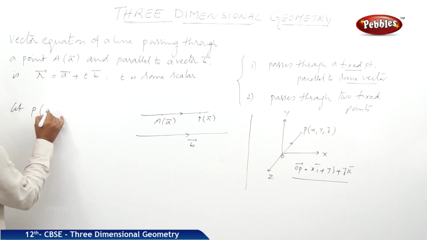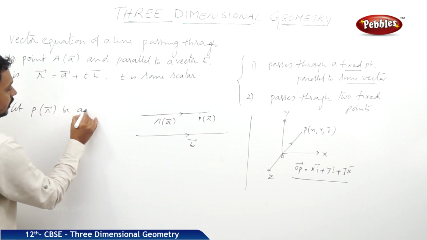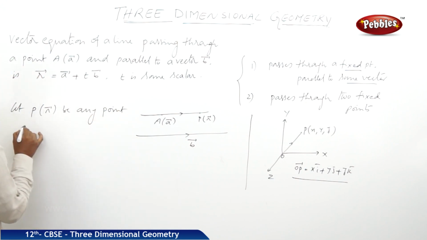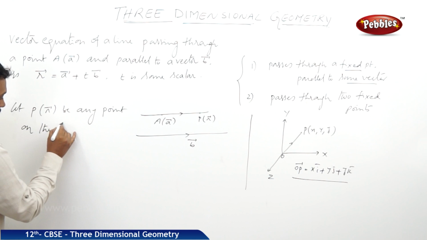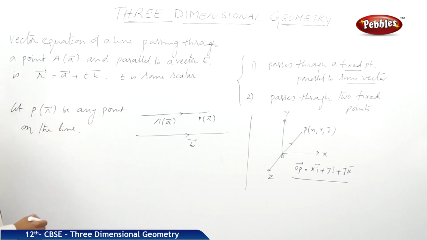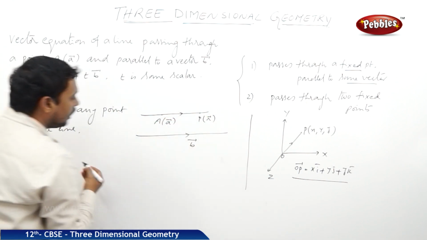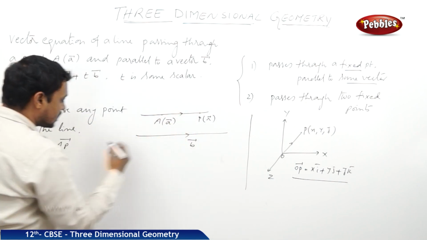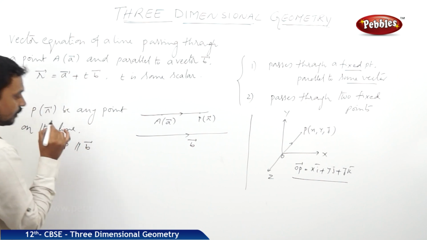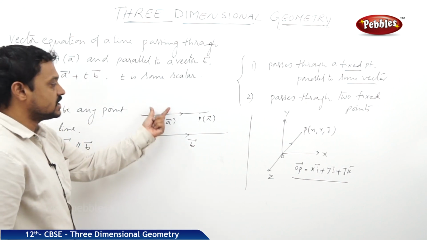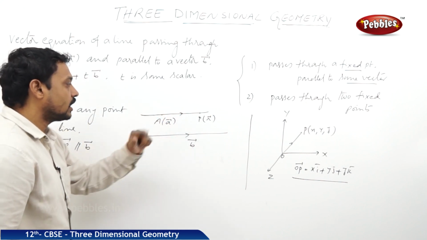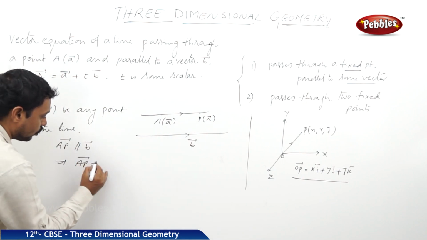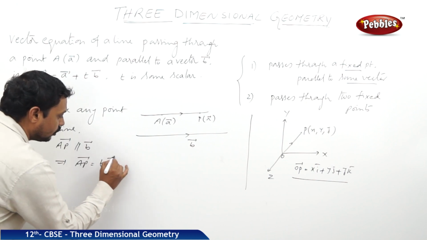Let P, R bar, be any point on the line. Now see here, the vector AP bar is parallel to the vector B bar. Since this line is parallel to this one, AP vector is parallel to B bar. Therefore, AP vector is equal to some scalar t into B vector.